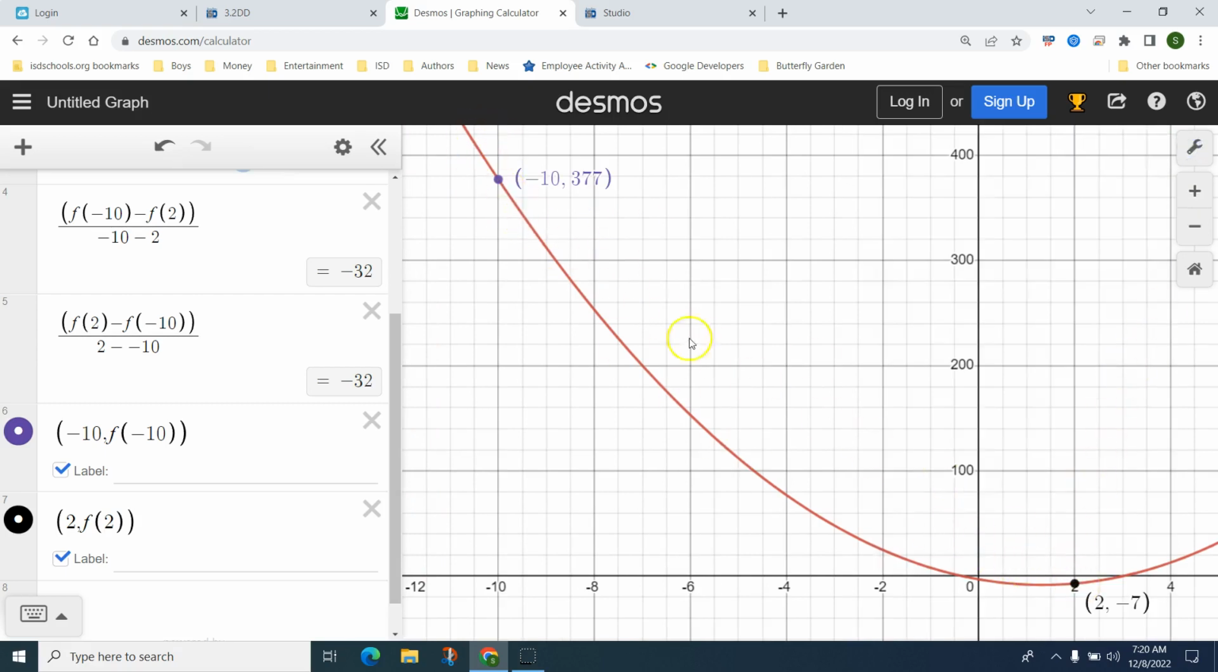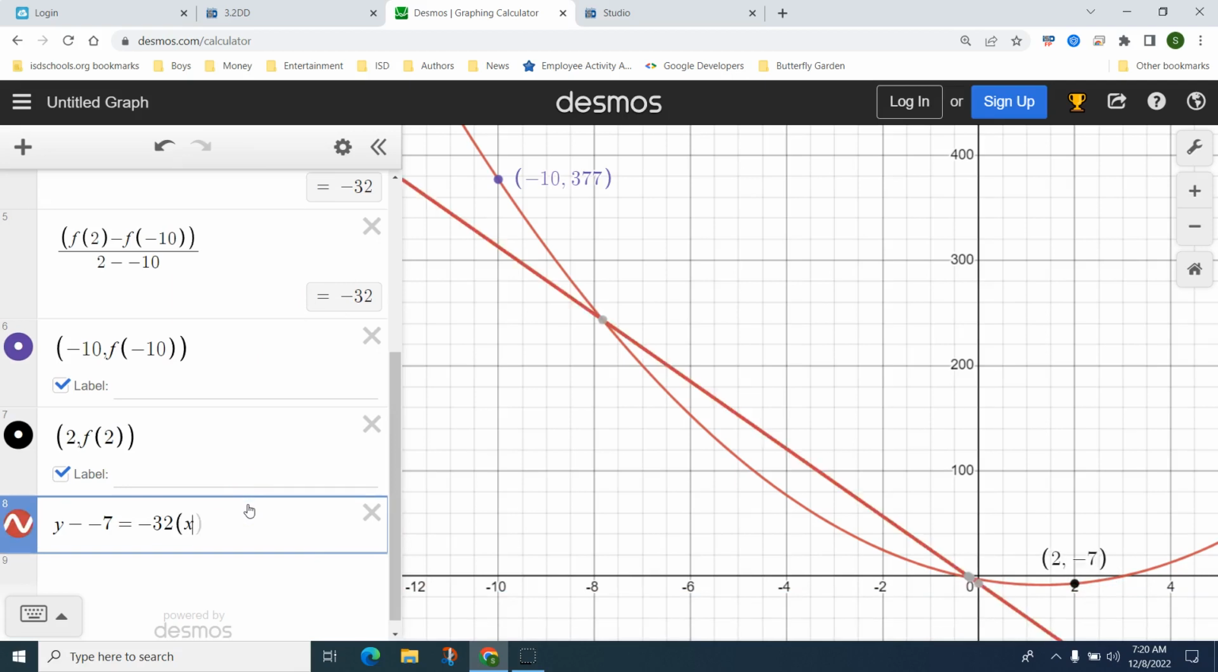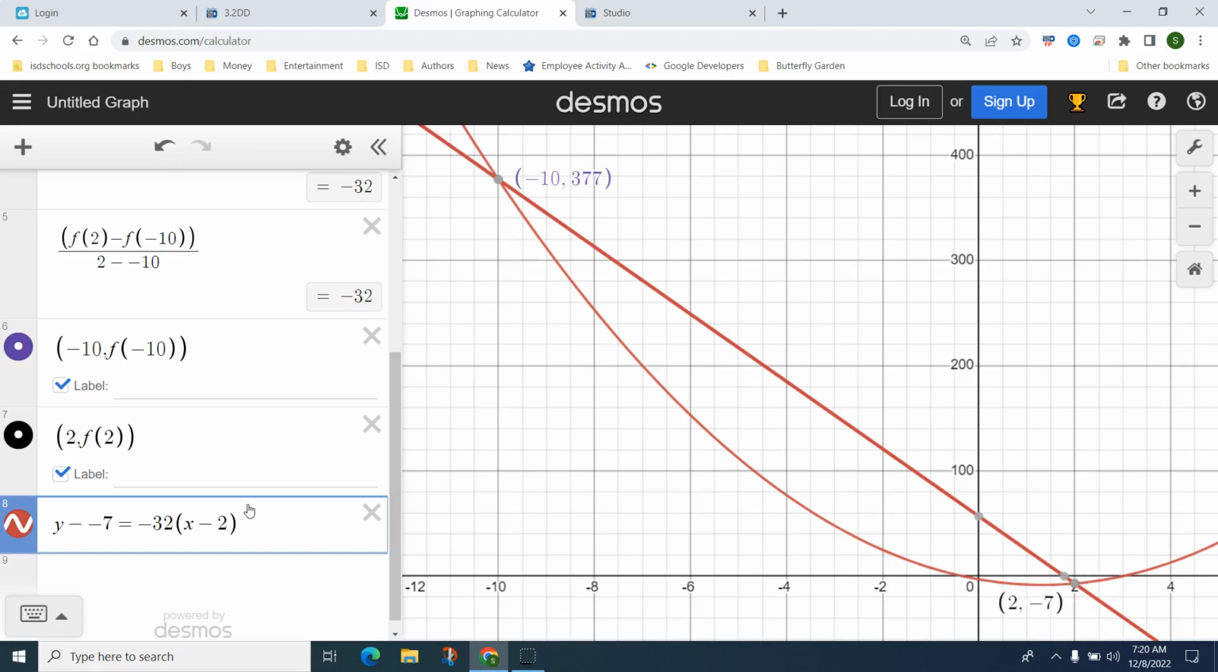What I want to do, a secant line goes through the parabola twice. All right, so I pick one of these points. I like this point a lot better. It's easier. So I'm going to say y minus negative 7, the point slope, equals negative 32, that's my slope, times x minus 2. All right, and there it is. I'm done.